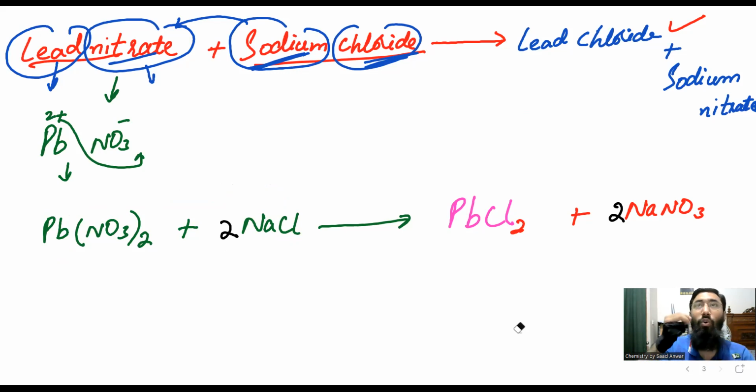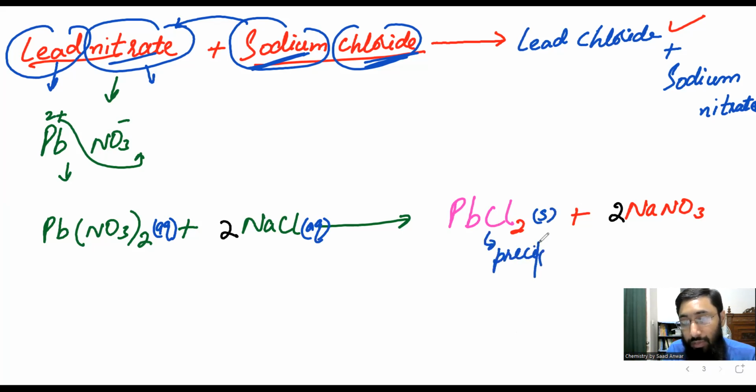Lead nitrate. Previously, I have explained, all nitrate salts are soluble. So put aqueous here. It means lead nitrate is also soluble. And all sodium salts are soluble, so put aqueous here. Okay, what about chloride salts? Majority of chlorides are soluble, but a few chlorides are insoluble, and lead chloride is the one which is insoluble. So put small s, which means this is solid. This is a precipitate. Precipitate means that it is not soluble in water.